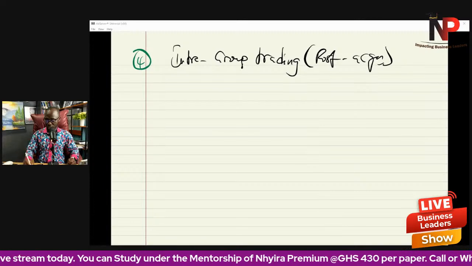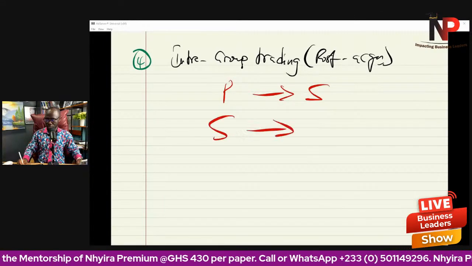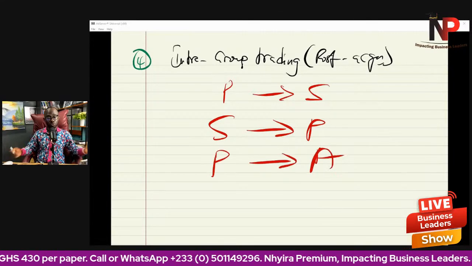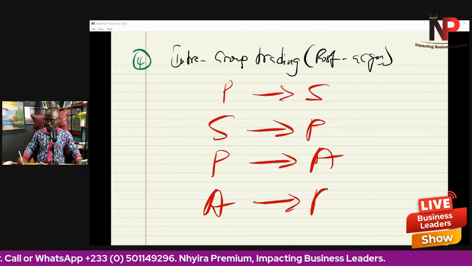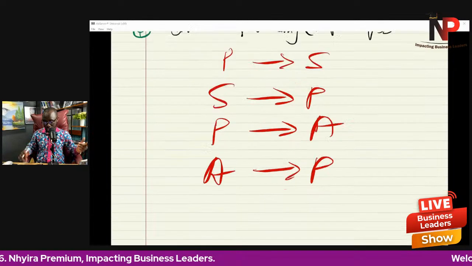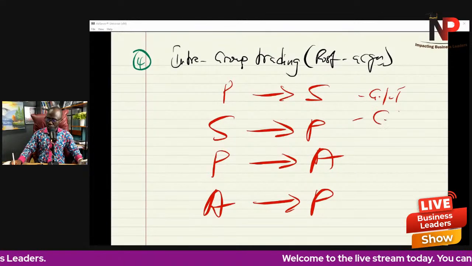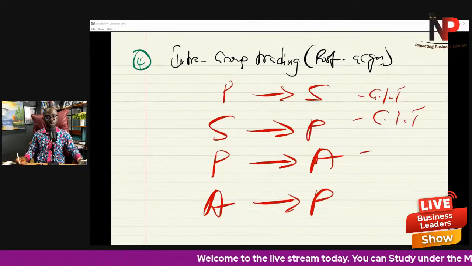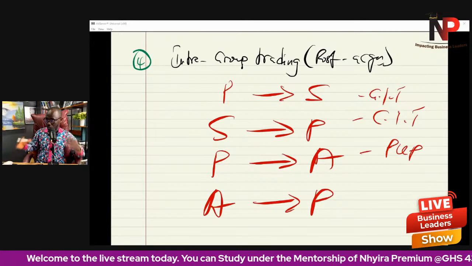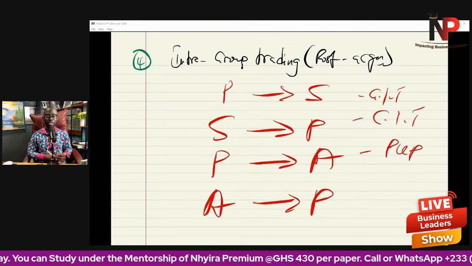So if the parent company sells to the subsidiary, what do we do? If the subsidiary sells to the parent, what do we do? If the parent company sells to the associate, what do we do? If the associate sells to the parent, what do we do? All right. Then if there are goods in transit, what do we do? Cash in transit, what do we do? Provision for unrealized profit, how do you deal with that? So it is important you understand the principles guiding intra-group trading.